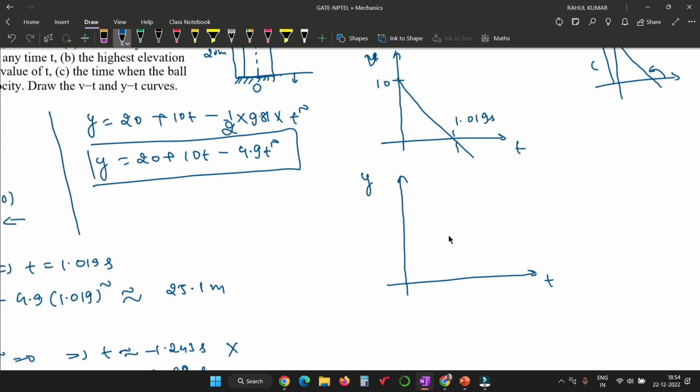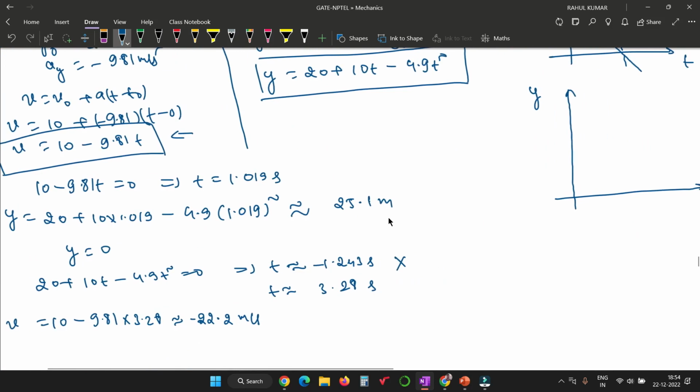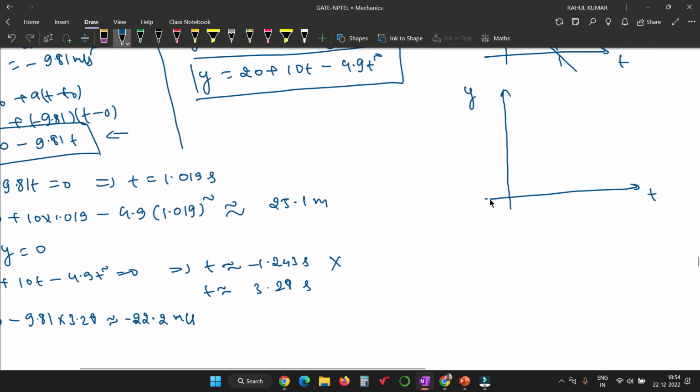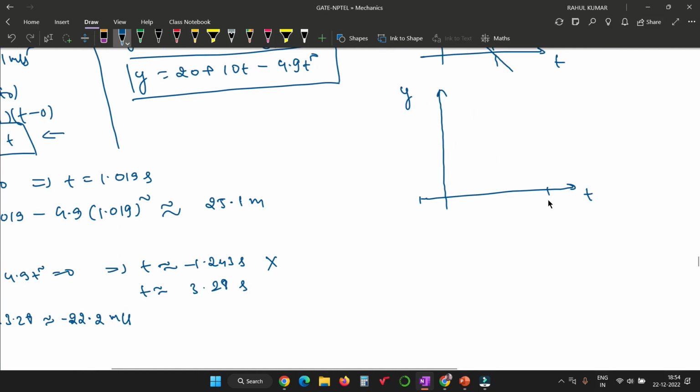Downward? Yeah, downward. Okay, so here you are getting two values of y where y becomes 0. The one is when t equals minus 1.243, which is invalid, and the second one is 3.28. Since the first is invalid, but still the graph will look like this. So we will not draw here, but definitely we'll draw from here. And this time is 3.28 seconds.